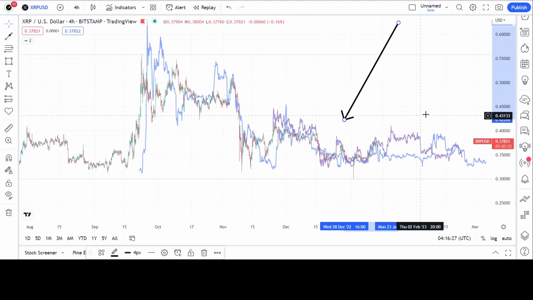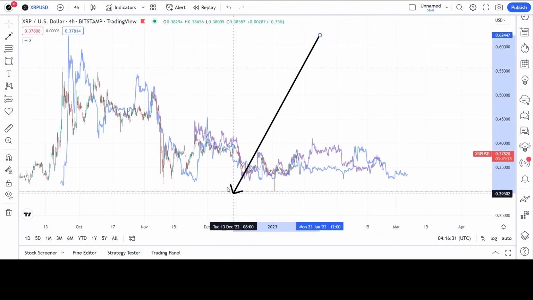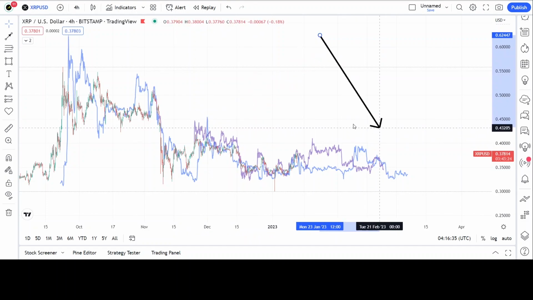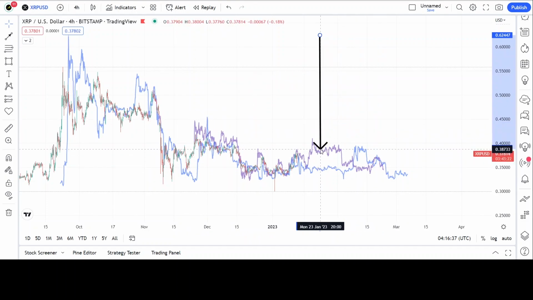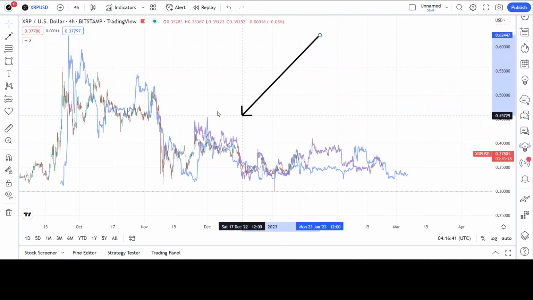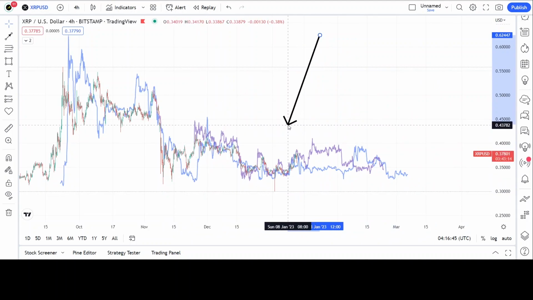Big picture, they're both different, but they do very similar things. Structurally, they're doing the same thing. They're going sideways and they're range bound. This one moves up higher than this one at this point. But structurally, they're both going sideways. They're both range bound. I'm going to take these things off.